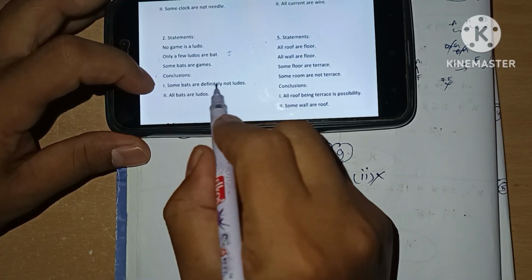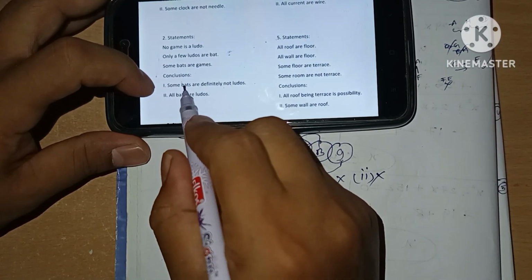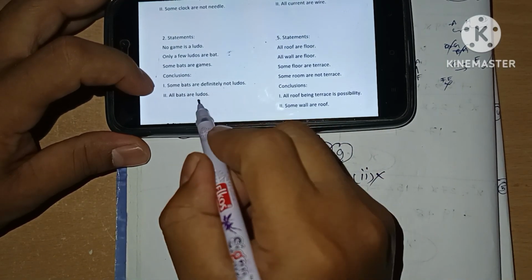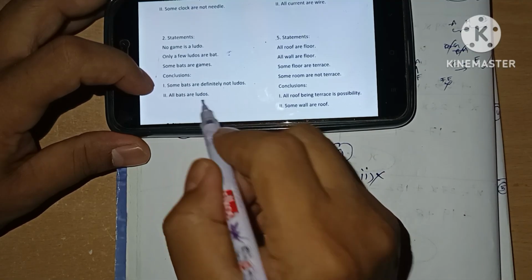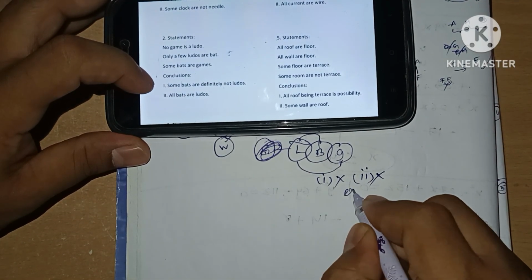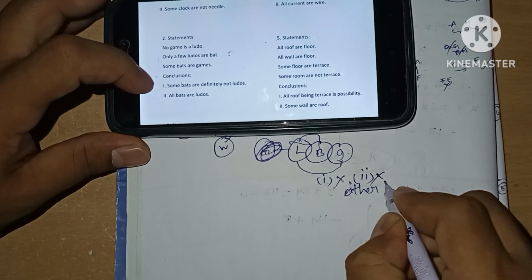Here this is negative statement and this is positive statement. Suffixes and prefixes are same. So it is either 1 or 2 is the answer for this one.